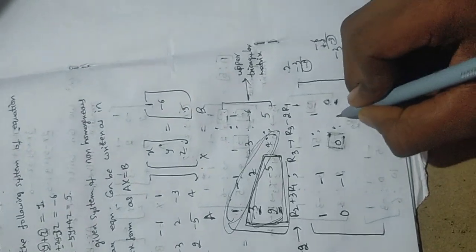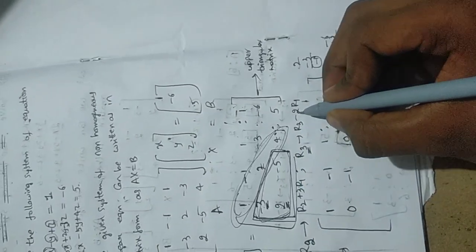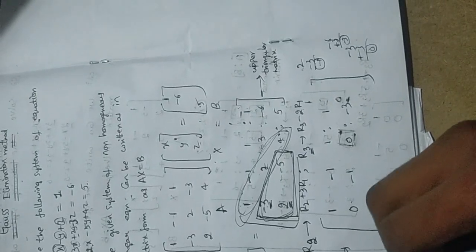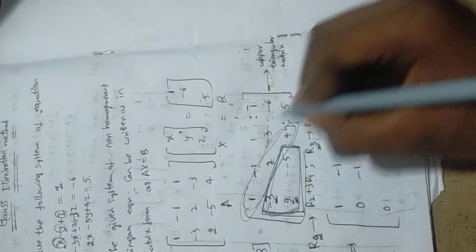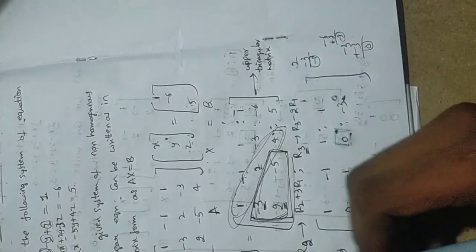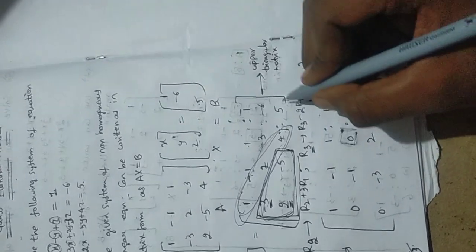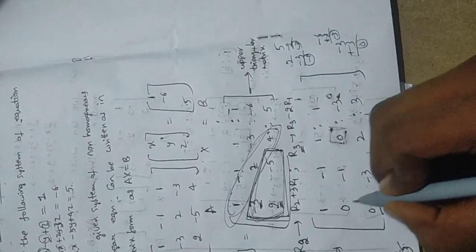-6 plus 3 is -3, so here you get -3. The next is R3, what? R3 minus 2 R1, so 2 minus 2 into 1 is 0, and the next -5 minus 2 into -1 is plus 2, nothing but -3, so we get 0 and then -3, and then 4 minus 2 into 1, so we get 2, 5 minus 2 into 1, so 5 minus 2 is 3. So we got this and this as 0.